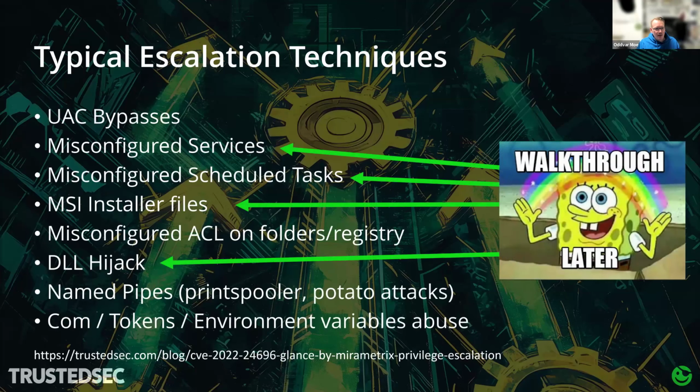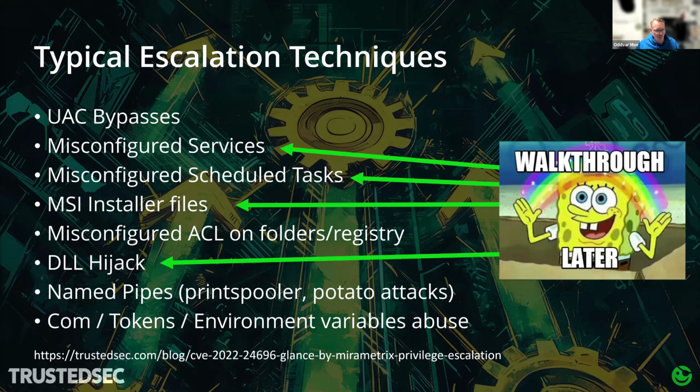All right. So the most typical techniques: UAC bypasses, not super interesting, but sometimes that is something you need to do in order to get to system. Also misconfigured services. This is something I'll walk through a little later. And scheduled tasks and installing Windows Installer files. Misconfigured ACLs and folders in general, and also DLL hijacks. There's also named pipes. We have COM objects, we have tokens, we have environment variables abuse. So there's a long list of things that are typical escalation techniques. In this webinar, I'm going to focus on a few.